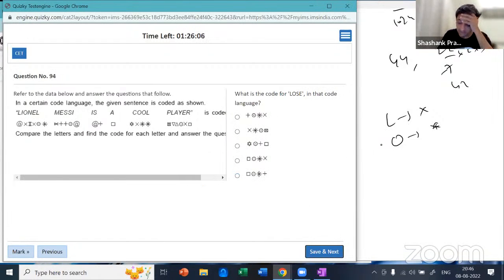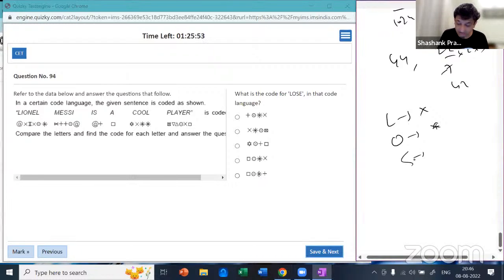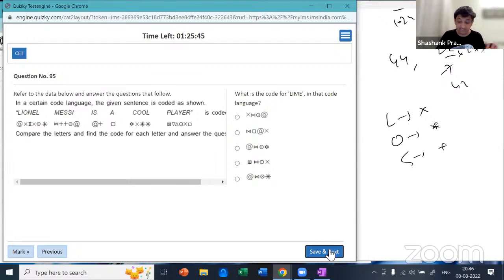LOSE. In LOSE, 1 X and 1 star should be there. X star is there, X star is there. So option 3 is out, option 4 is fine, option 5 is out. LOSE. I will get S also. S is plus because there are 2 S's in Messi. So S is a plus, so there has to be a plus. Option 4 is out, option 2 is out, option 1 is my answer. Okay, I need not solve the entire thing.